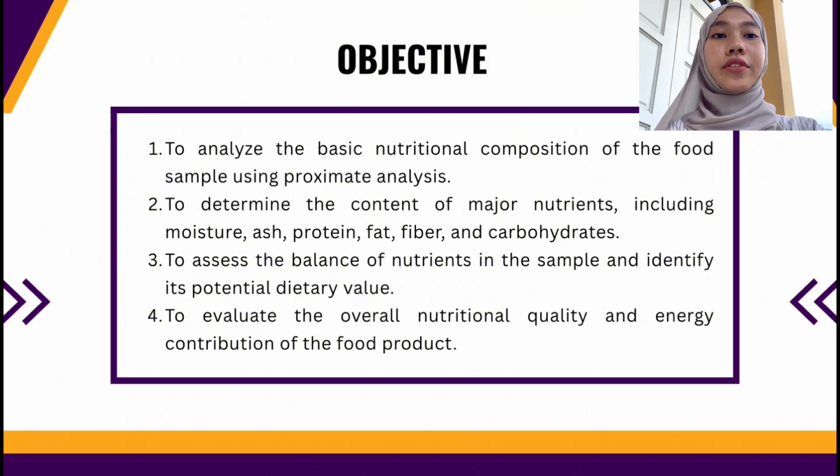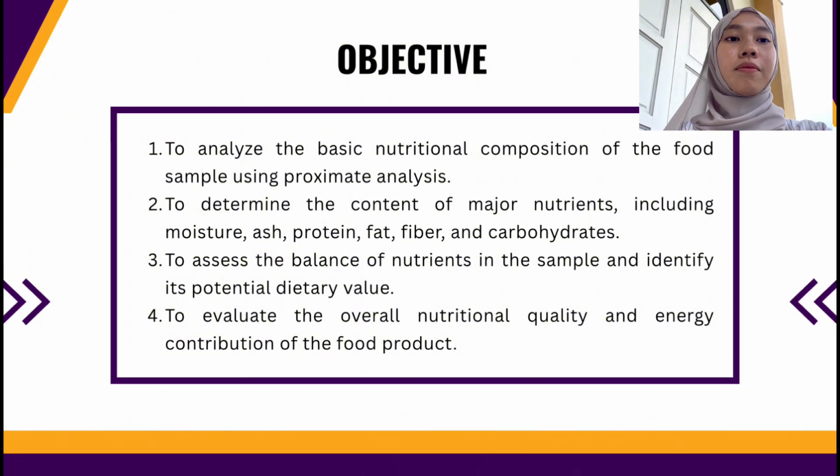So we move to the objective of this proximate analysis. We have four objectives for this experiment. First is to analyze the basic nutritional composition of the food sample using proximate analysis. Second, to determine the content of major nutrients including moisture, ash, protein, fat, and carbohydrates. Third is to assess the balance of nutrients in the sample and identify its potential dietary value. And lastly, to evaluate the overall nutritional quality and energy contribution of the food product.